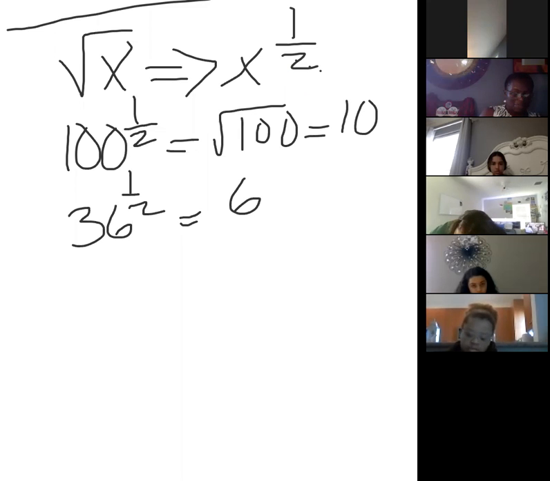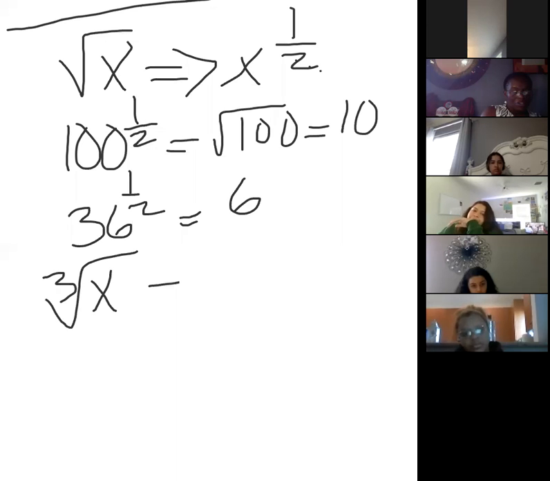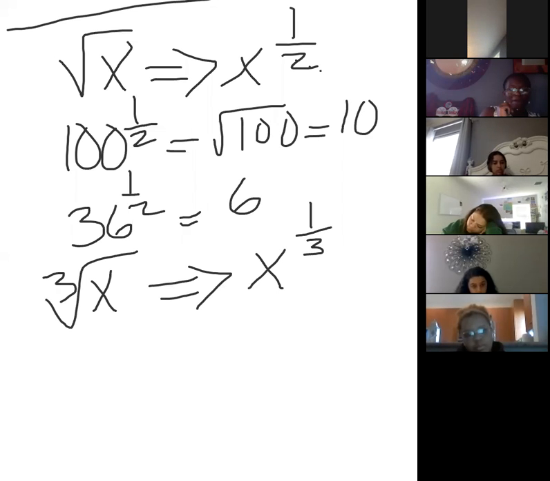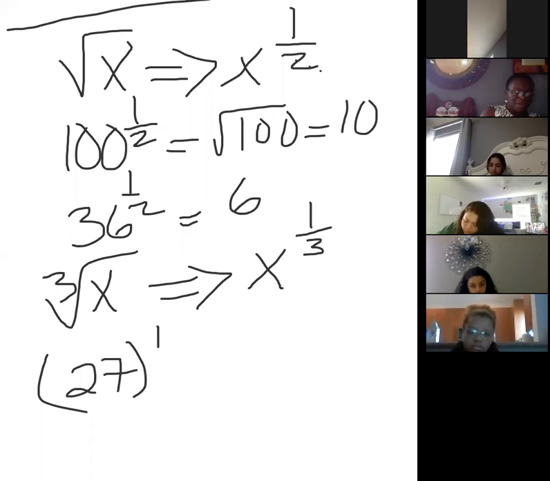Here's the next one you guys have to be able to recognize. The cube root of x is the same thing as x to the 1/3 power. So if you see anything raised to the 1/3 power, this is simply asking you to find the cube root. So if you were given something like 27 to the 1/3 power, this is simply asking, what is the cube root of 27? What number multiplies by itself 3 times to give you 27? And that would be 3.